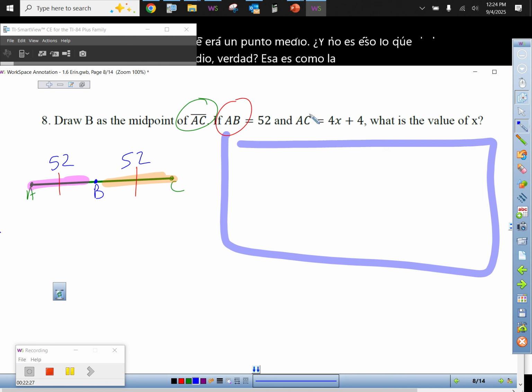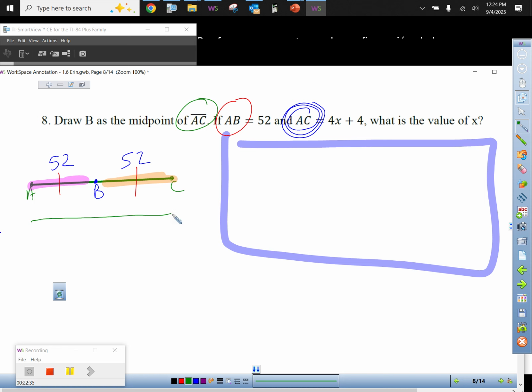And then what's this say right here? The distance from A to C is 4x plus 4. That's tough to put in the picture. I need you to draw what I call the big old honker. You know, it's the whole thing. I don't care if it's above it or below it, but the whole distance from A to C is 4x plus 4.